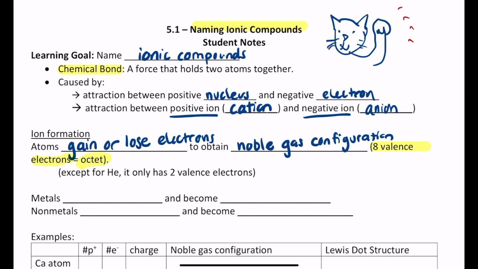There is one exception here. Helium is so small of an atom, it can only fit 2 valence electrons. So for helium, it only cares about 2. It doesn't need the full 8.